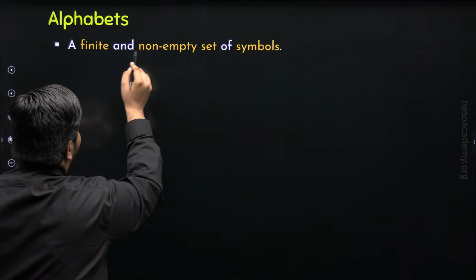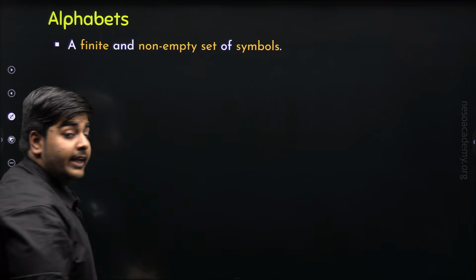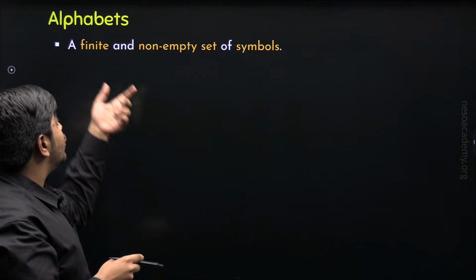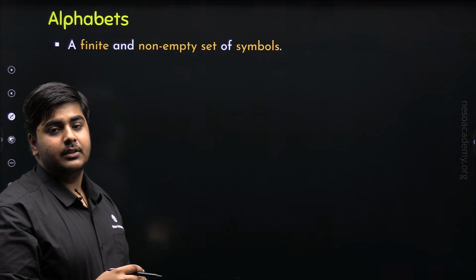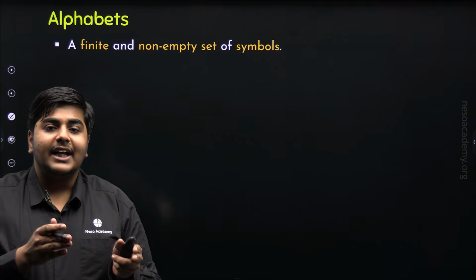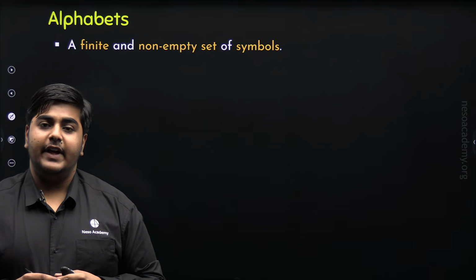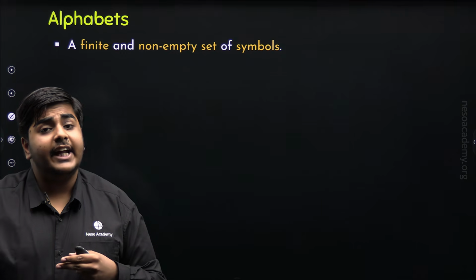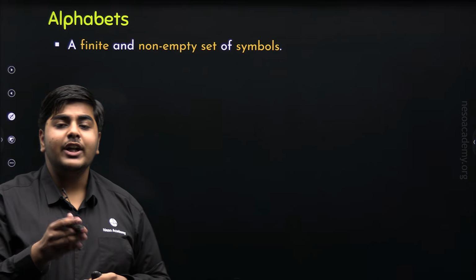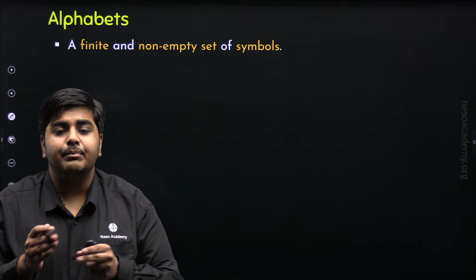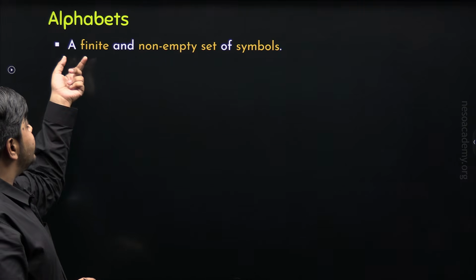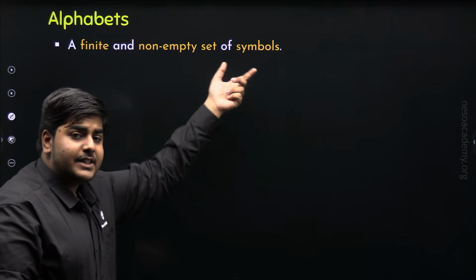Alphabet is a finite and non-empty set of symbols. It means that alphabet is a set of symbols and that set should be finite as well as non-empty set. Now what is finite and non-empty set? Finite set is a set that contains finite or limited number of elements. We cannot have infinite number of elements in a finite set. And what is non-empty set? Non-empty set is a set that is not empty. It must contain at least one element. So, an alphabet is a finite as well as non-empty set of symbols.